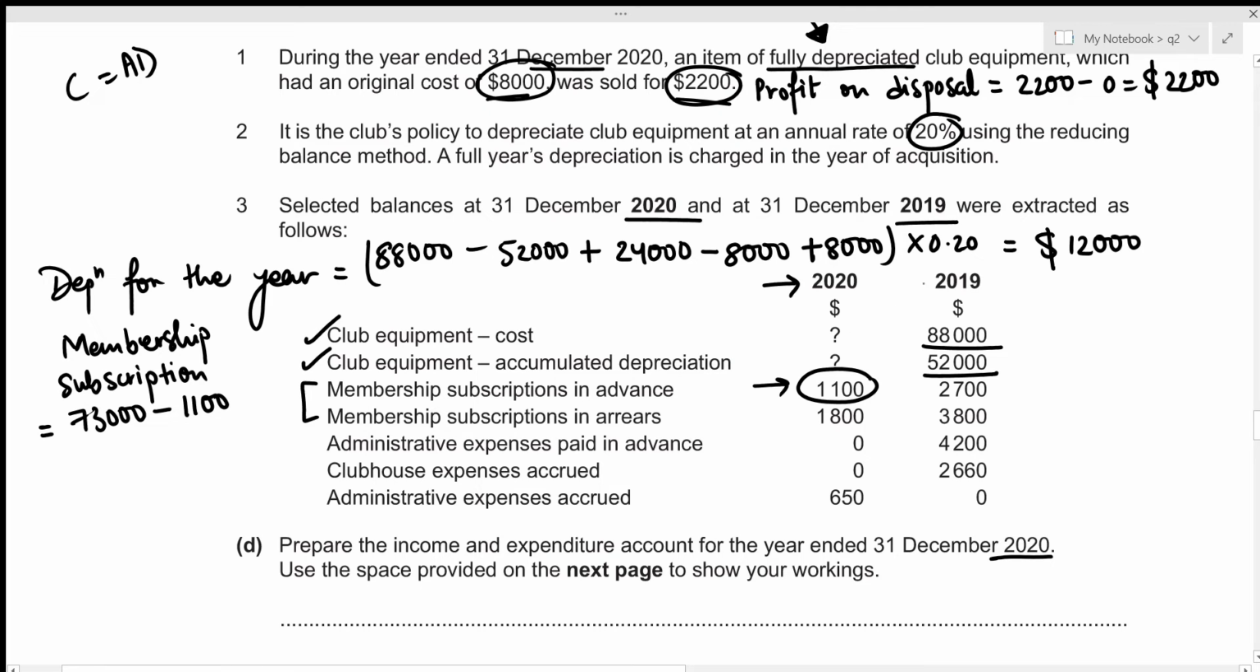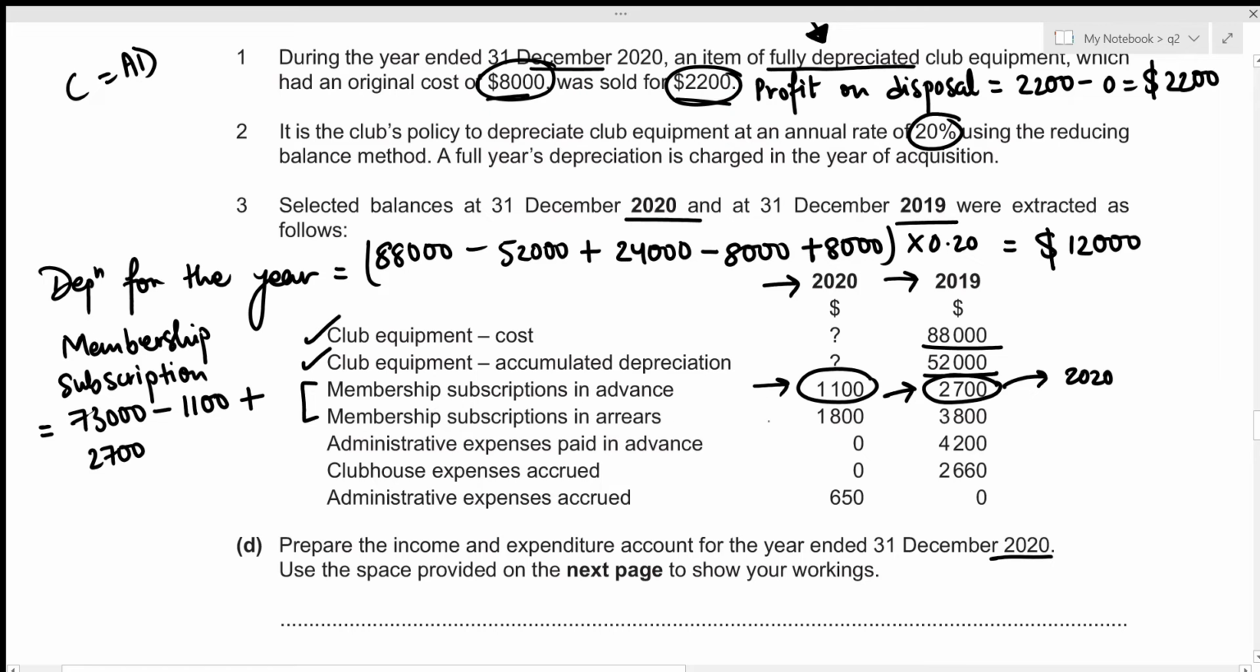And we can see that for the year ended 2019, the advance amounted to 2,700. So if this is the advance for the year ended 2019, this means that this should be the membership subscription for the year 2020, for which we are preparing our income and expenditure account, which means that this membership subscription fee of 2,700 should be included in this year. So that's plus 2,700. Then we have membership subscription in arrears.